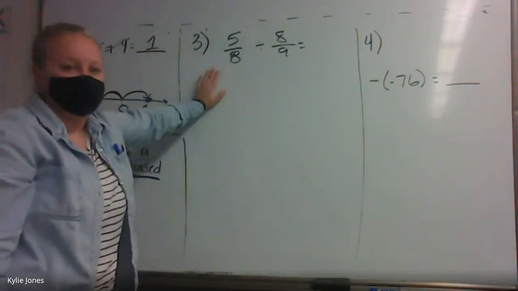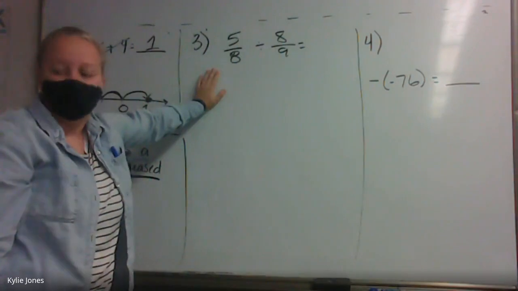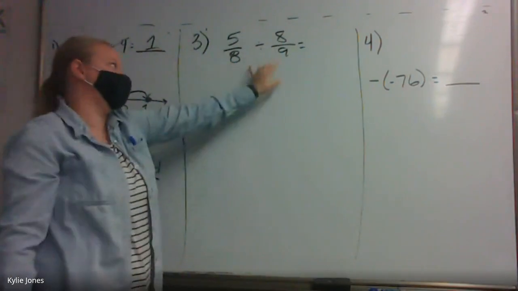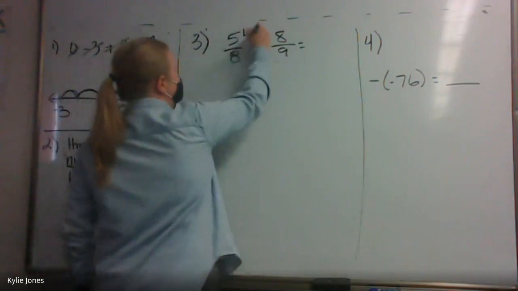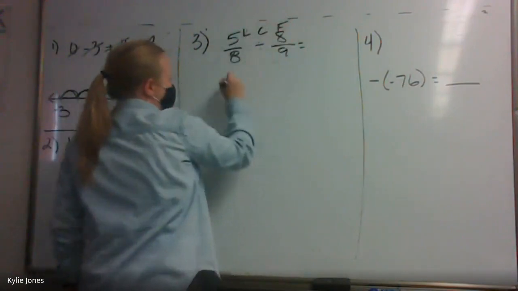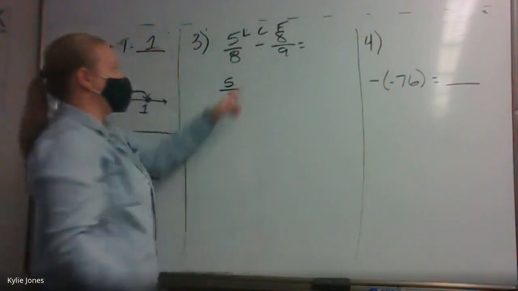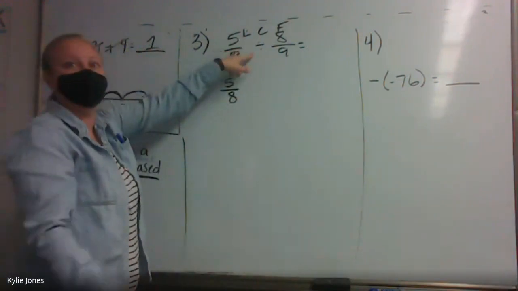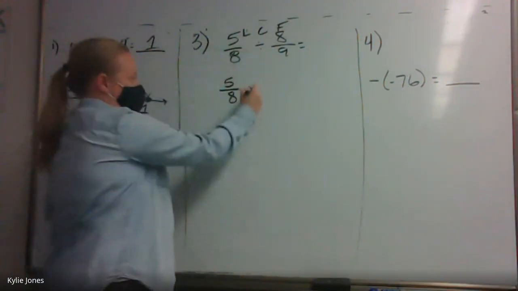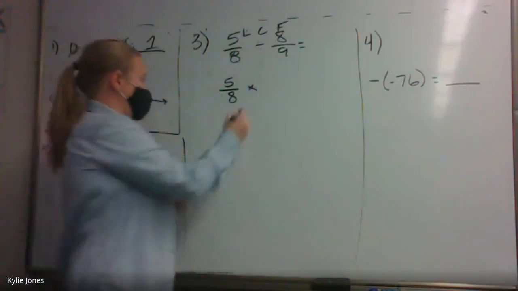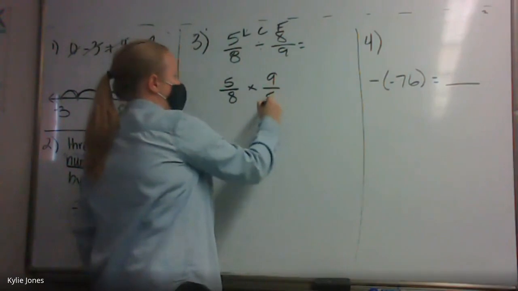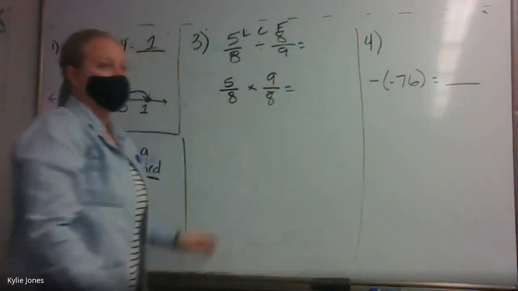Okay, our next one, number 3. We're doing some division here. 5/8 divided by 8/9. I already have 2 fractions. What do I do here? KCF. Keep, change, flip. Keep 5/8. What do I change division to? We need to multiply them. What do I flip 8/9 to? 9/8. Good.